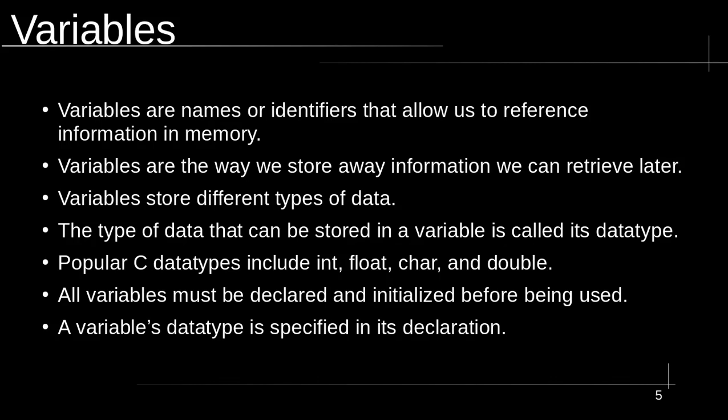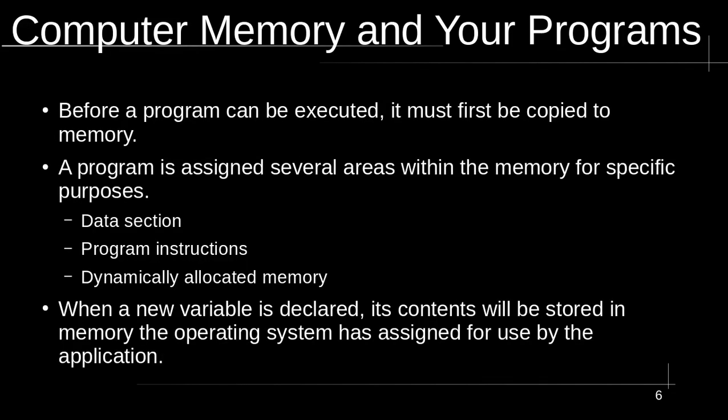If you use a variable without first initializing it, or giving it an initial value, you will get an unpredictable result because the assigned memory for the variable still contains whatever data was there previously, prior to being allocated for your variable. So what exactly is your program's relationship to memory?